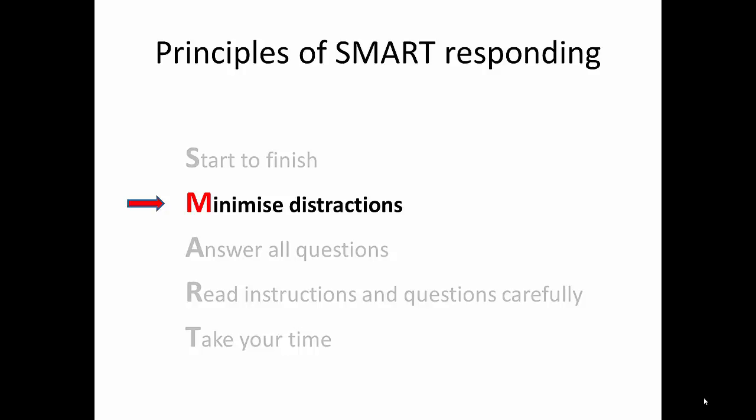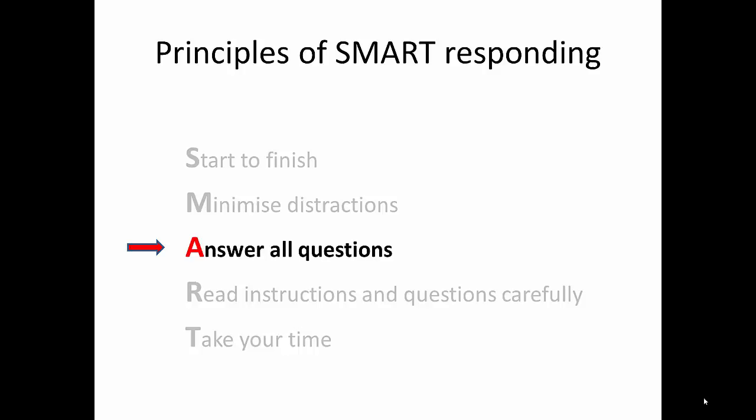M stands for minimize distractions. One of the major causes of inattention in online survey data is participants being distracted. They may be multitasking, watching TV or monitoring Facebook at the same time as completing a survey, or they may be working in a noisy location like a cafe. When your attention is divided, you're more likely to give random or inconsistent responses, and these are one of the hallmarks of inattention that researchers look out for. So whenever you complete a survey, make sure you do so at a time and place where you can give it your full attention.